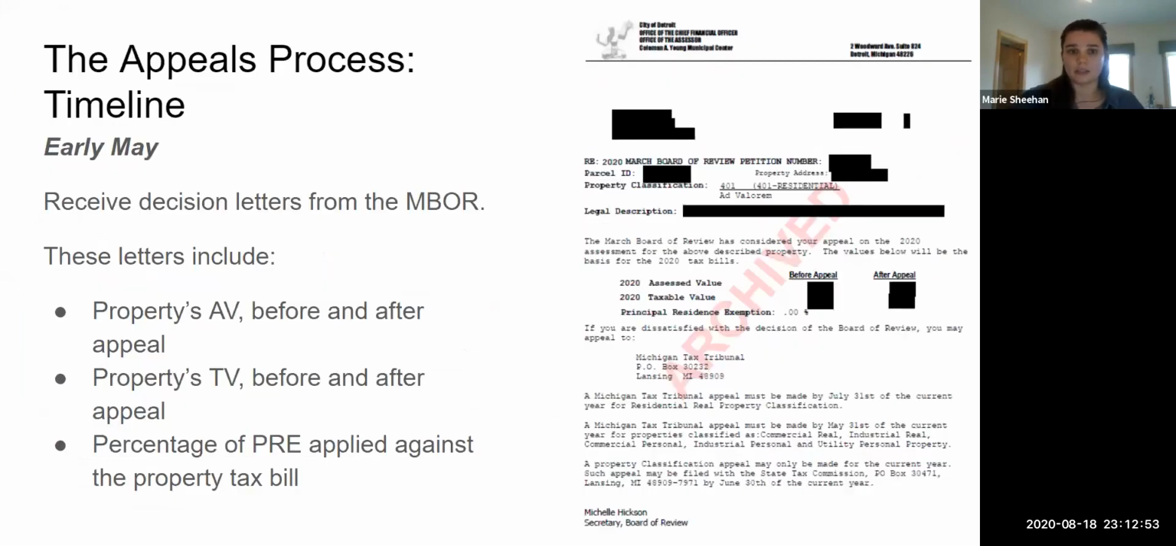Then ultimately, in early May, we got our decisions, and this is what they look like. Again, they don't really explain why any reductions were or were not granted. They have similar language to the other two notices about how you could appeal further to the tax tribunal. They don't really explain filing fees or what requirements go into that process.